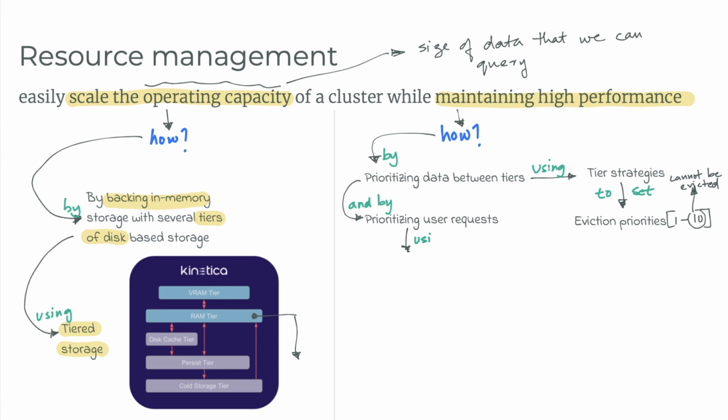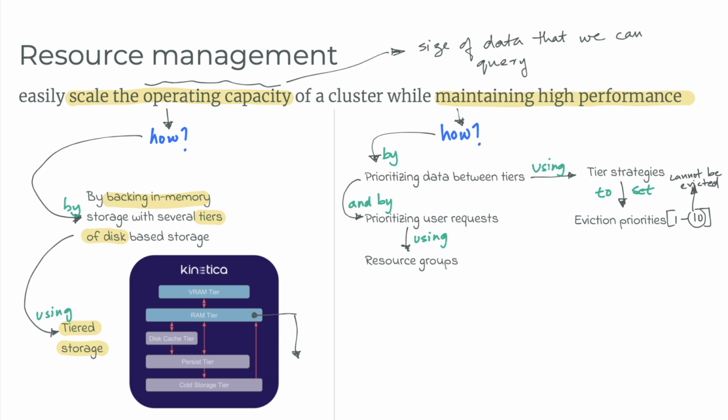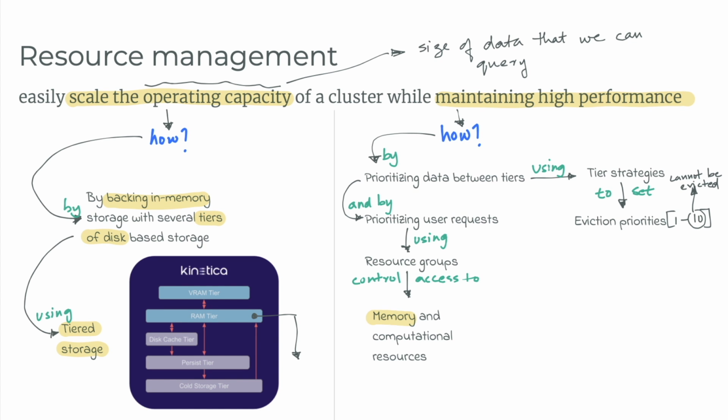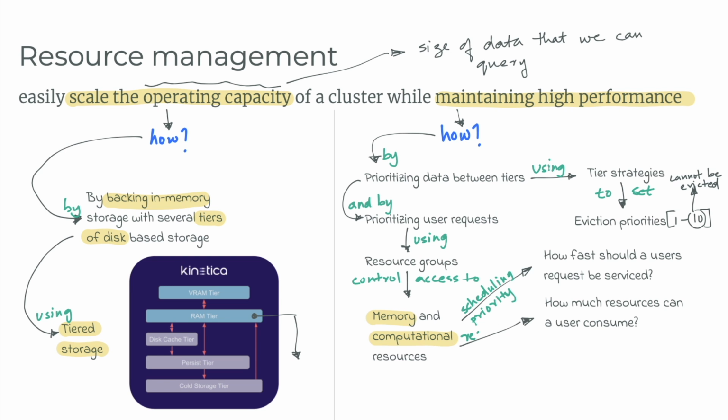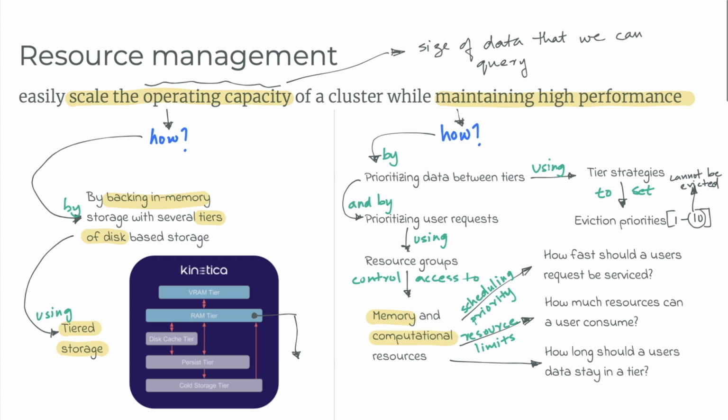User requests are prioritized using resource groups. Each user in Kinetica is assigned to a resource group either explicitly or by default. The resource group determines the level of access that a particular user has to memory and computational resources. Different resource groups can be configured to control how fast a user's request should be serviced using a scheduling priority for each task, how much resources a user can consume by setting resource limits on things like CPU threads and memory, and how long a user's data should be in a particular tier using eviction priorities.